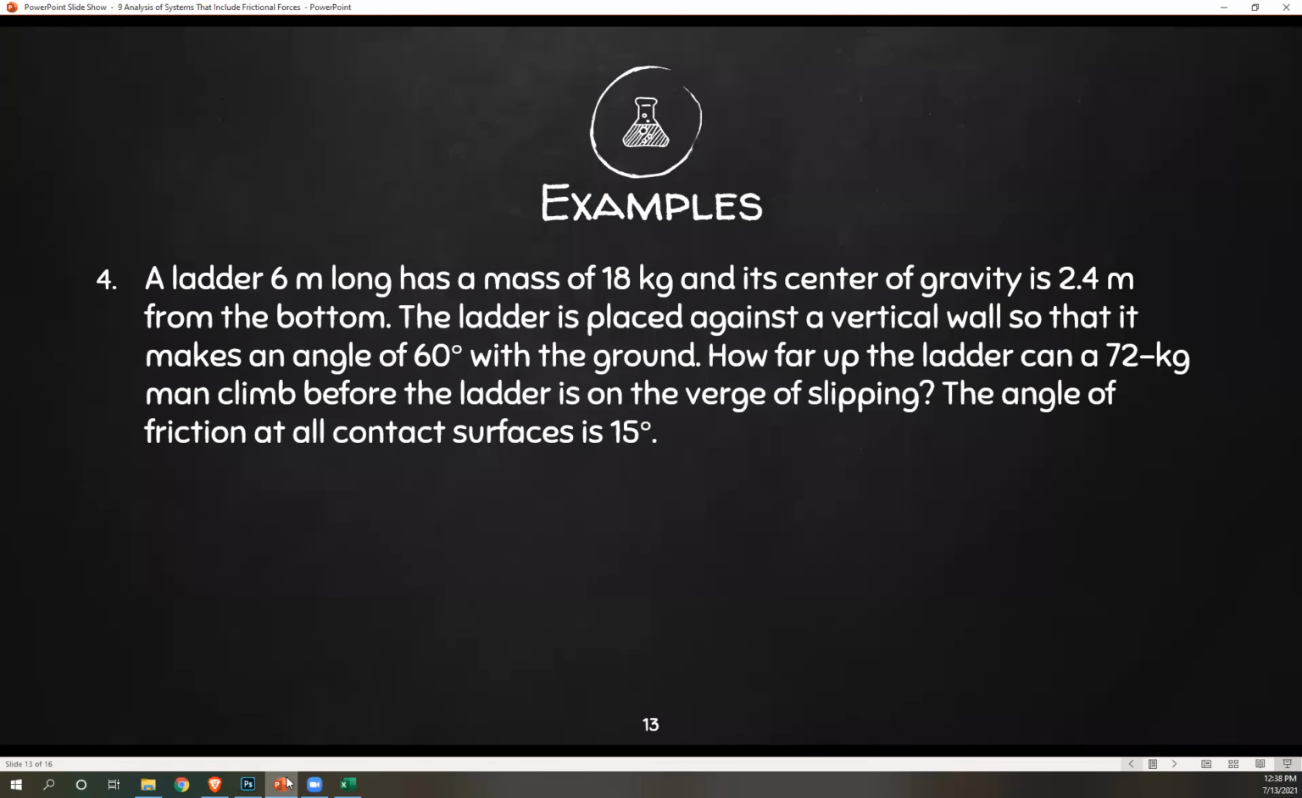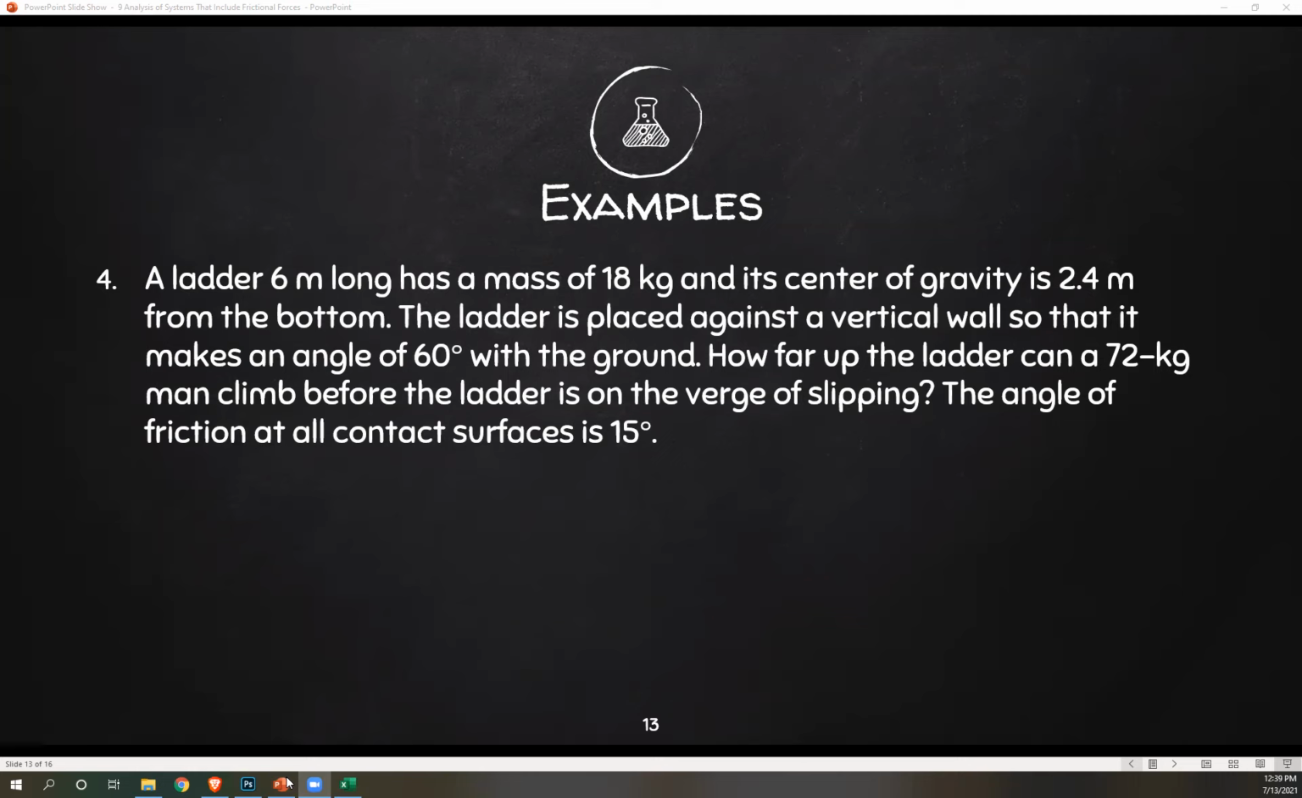A ladder 6 meters long has a mass of 18 kilograms and its center of gravity is 2.4 meters from the bottom. The ladder is placed against a vertical wall so that it makes an angle of 60 degrees with the ground. How far up the ladder can a 72-kilogram man climb before the ladder is on the verge of slipping? So again, that means impending motion. The angle of friction at all contact surfaces is 15 degrees. So basically, we're just looking for location of your man, of your person, before your ladder starts slipping.